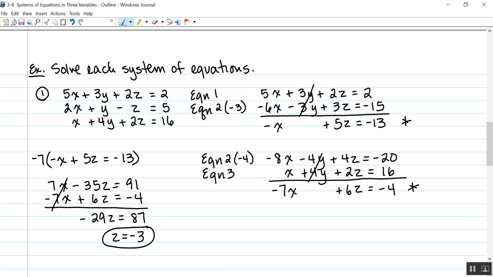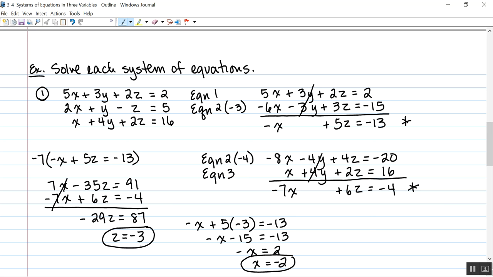And to do that, I'm going to plug negative 3 in for z into any of the equations that just have x and z. Maybe I like this one up here. So I'm going to take this equation that I got from my first elimination, and I'll have negative x plus 5 times negative 3 equals a negative 13. Negative x minus 15 equals negative 13. And adding 15 to both sides, I'll get negative x equals 2, or x is equal to negative 2. So there's my x. I've got my z, and now I need to find my y.